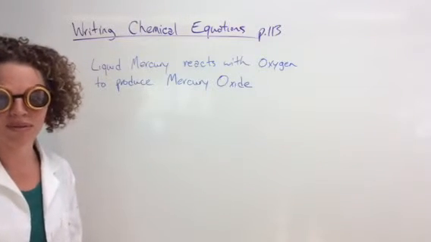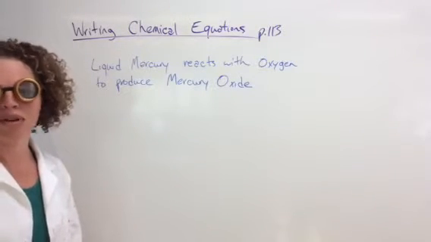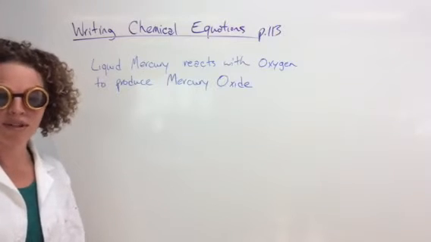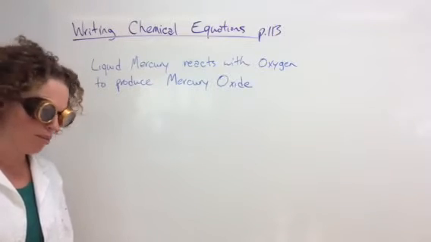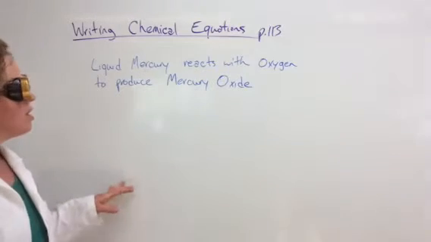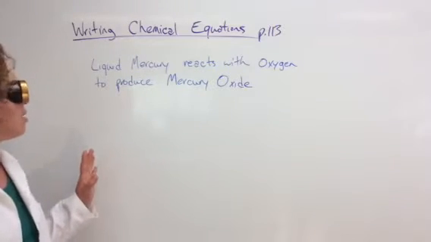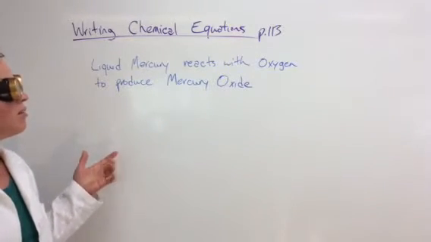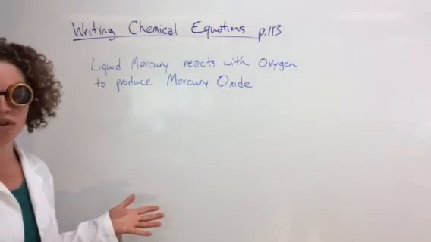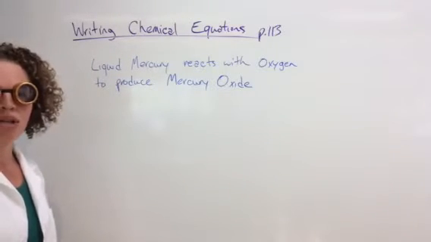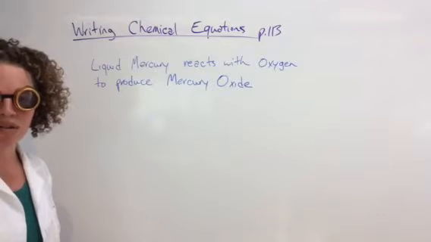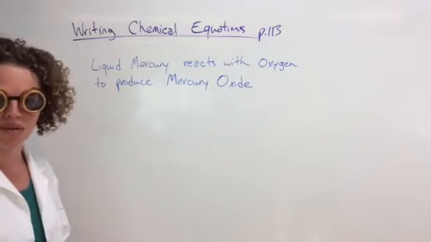It's all review from Science 10, so that might reassure some of you, and it might freak some of you out because you're like, what? I don't remember this. But we're just going to go through it step by step, and I'm going to use liquid mercury reacting with oxygen to produce mercury oxide to be sort of my example, because I want to show you all the little bits and pieces that go through it.